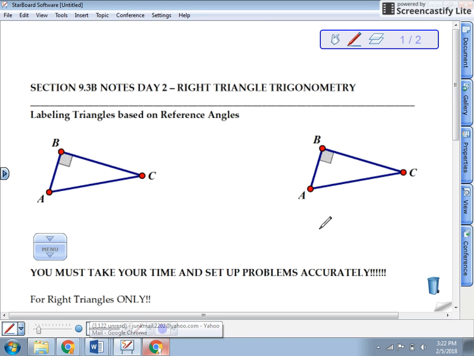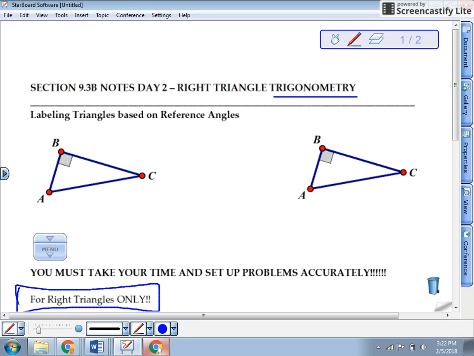Welcome to the notes on right triangle trigonometry. Trigonometry sounds really difficult, but I hope after today's lesson you realize it's not that complicated at all. Again, trigonometry has to do with right triangles, so this is for right triangles only. Keep that in mind when we're doing these.